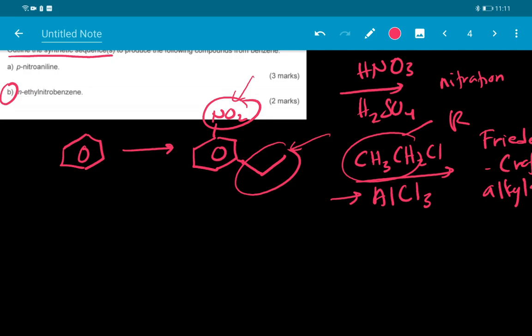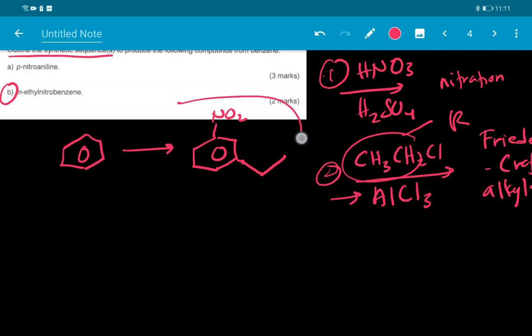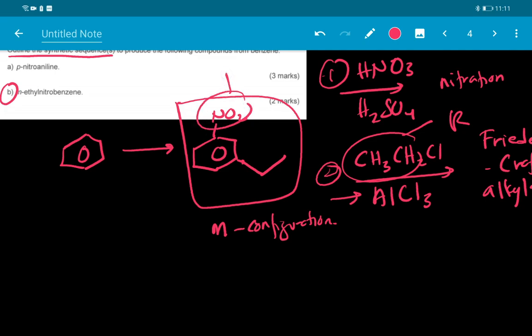The question is, which one are we going to add first? Is it nitric acid or is it the Friedel-Crafts alkylation? Again, the same approach that we do is we take a look at the product first. As you can see here, the product is in the meta configuration. The substituent available to us, NO2, is a meta director, while the ethyl or the R is obviously an ortho-para director.